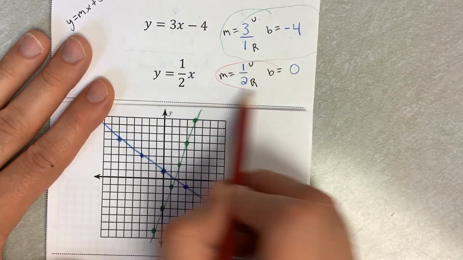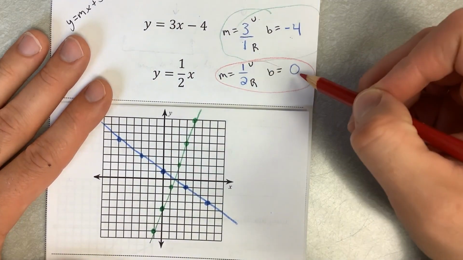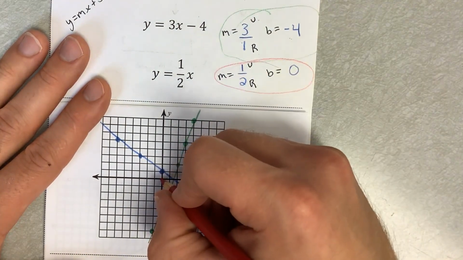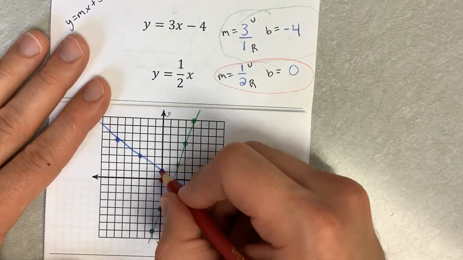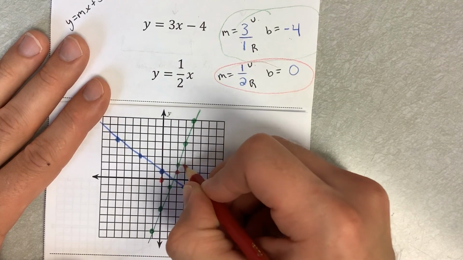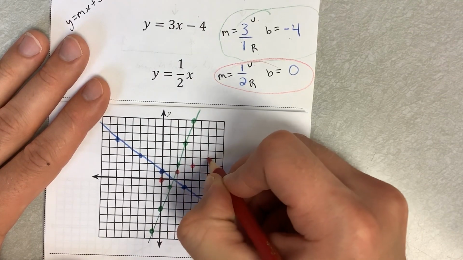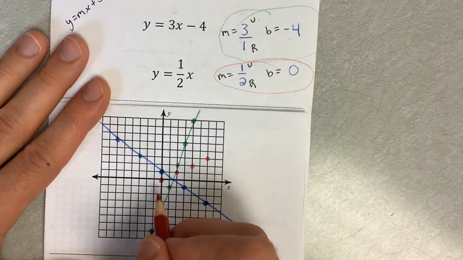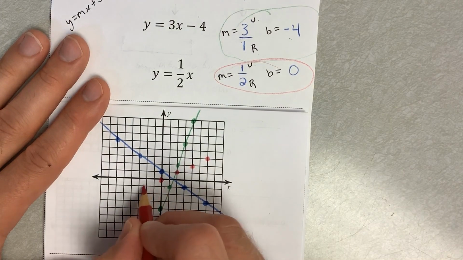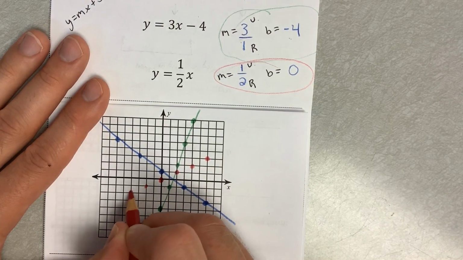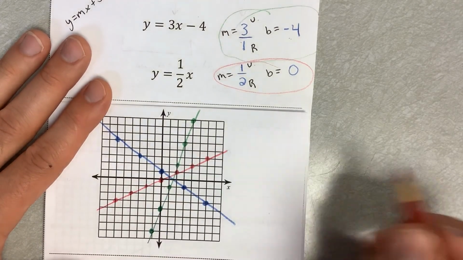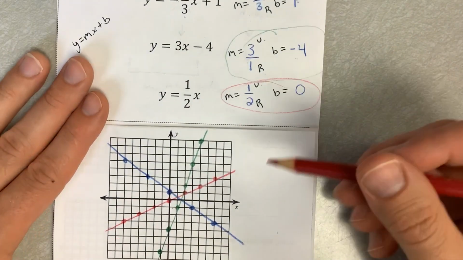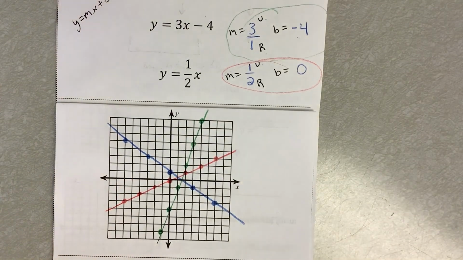Finally, I'm going to do this one in red. So my y-intercept is 0, so I'm going to put a dot on 0. And I'm going to go 1 up, 2 right, 1 up, 2 right, 1 up, 2 right. If I want to reverse that to put more dots on this line, I can go 1 down, 2 left, 1 down, 2 left. And there we go, guys. I just graphed all 3 of these lines really easily onto this graph by just identifying my M and B.